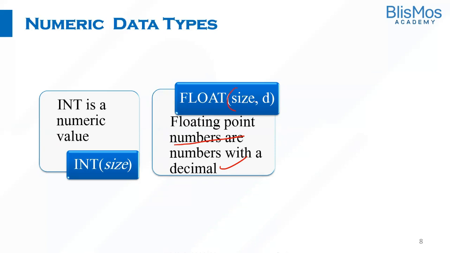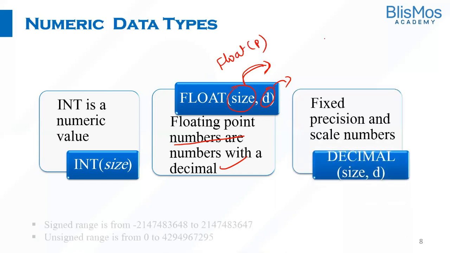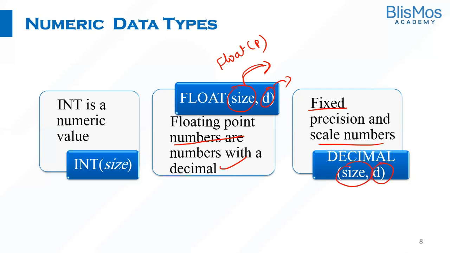Here, size is where you can specify the total number of digits and D specifies the number of decimal points. As a part of MySQL, they are deprecating this in future versions and providing only float(p). We do have decimal, which has fixed precision and scale numbers. The same thing: here we have a size and a number of decimal points. Mostly in the coming versions of RDBMS systems, there may be less difference between float and decimal. As I said already, float(p) is available in some of the recent versions of MySQL.